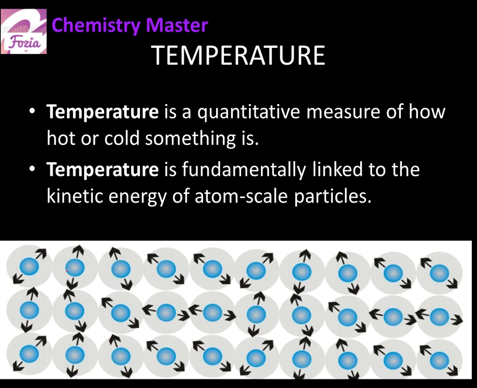Now, if these particles have enough energy, they will be moving, and their way of movement may be vibrating, or rotating, or translating from one place to another. So this is representing the kinetic energy of particles. How hot a substance is means how energetic its particles are, and how cold a substance is means how slowly moving its particles are.